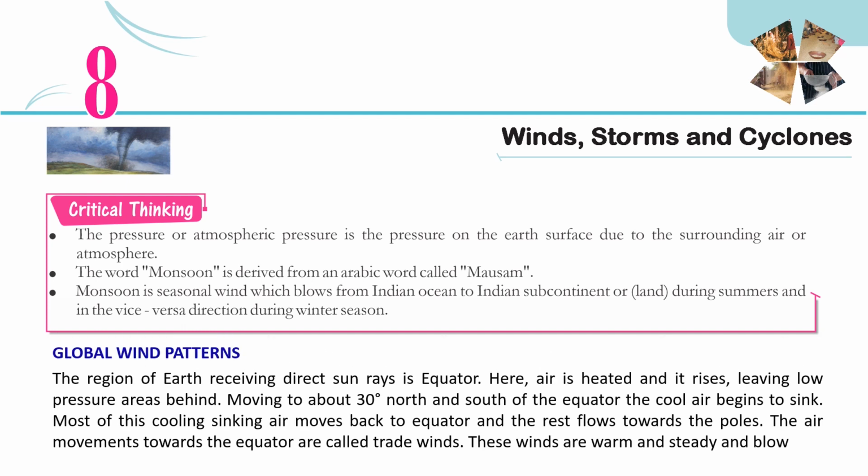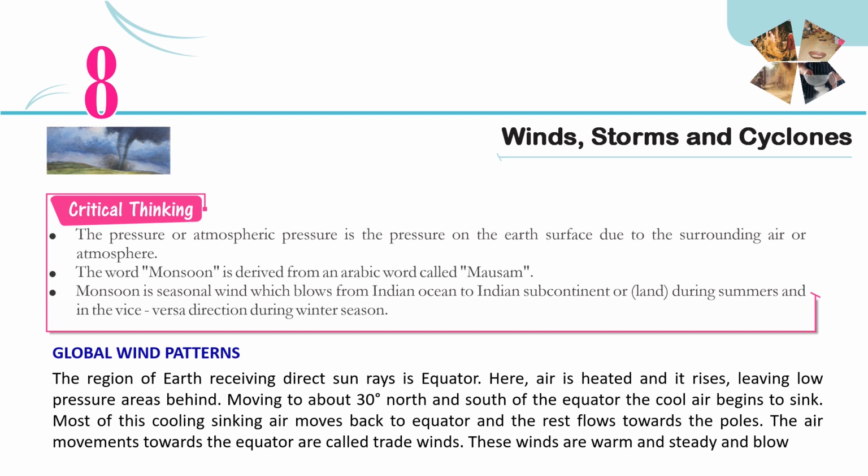Global wind patterns. The region of Earth receiving direct sun rays is the equator. Here, air is heated and it rises, leaving low pressure areas behind. Moving to about 30 degrees north and south of the equator, the cool air begins to sink. Most of this cooling sinking air moves back to the equator and the rest flows towards the poles. The air movements towards the equator are called trade winds.